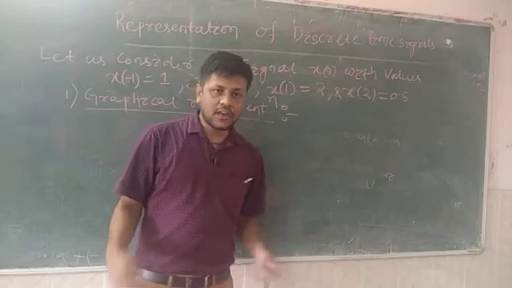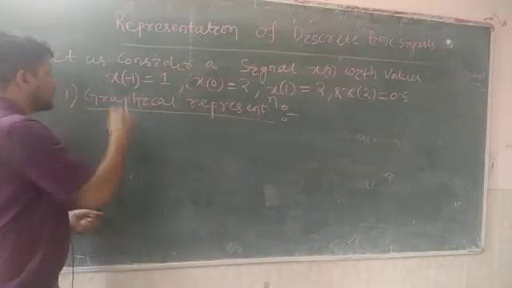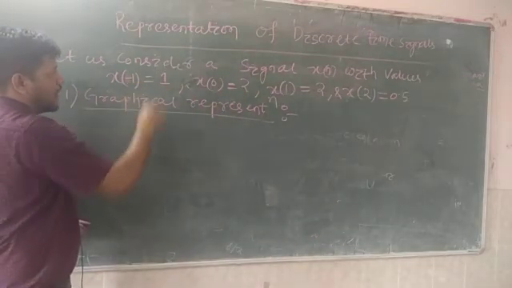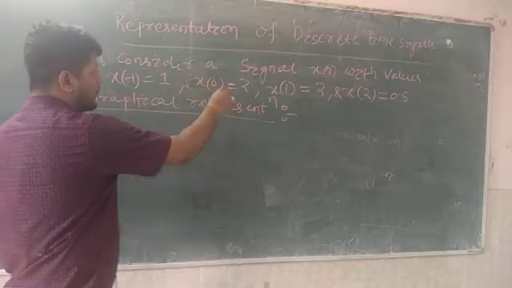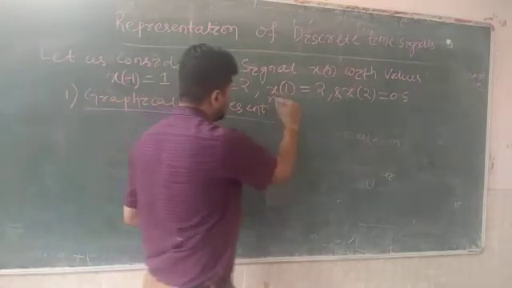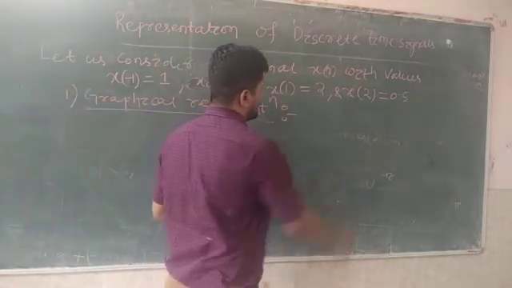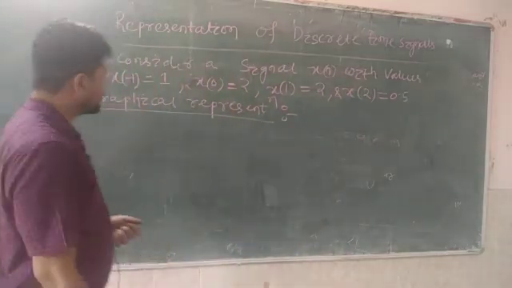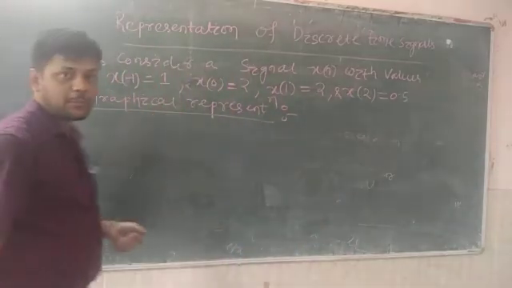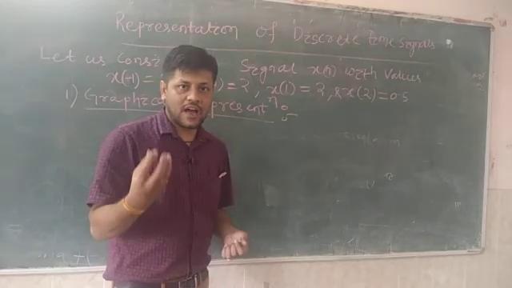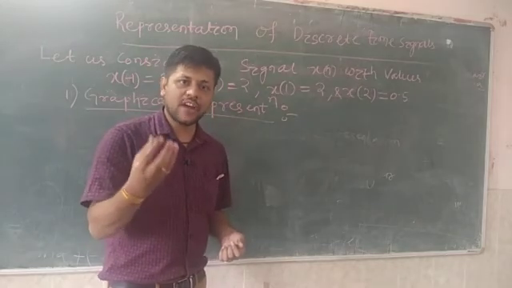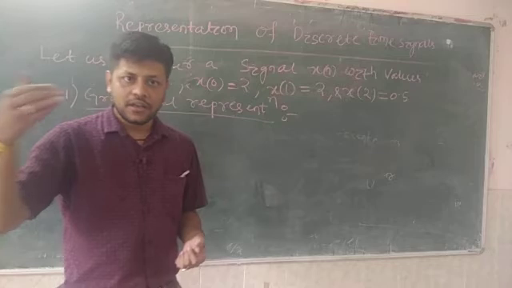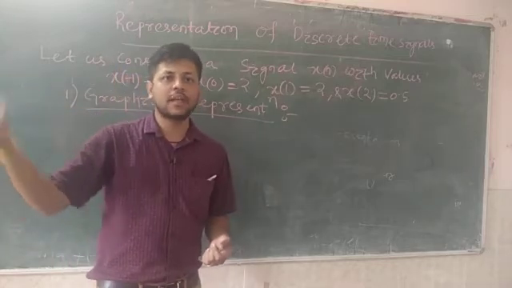With the values given, when the time is -1, the value of the function is 1. When the time is 0, the value of the function is 2. When the time is 1, the value is 2. And when the time is 2, the value is 0.5. So how many samples have I considered here? It depends on how many n you have taken. This is obviously a finite sample, meaning we can count the number of samples. This is an example of a finite discrete time signal.